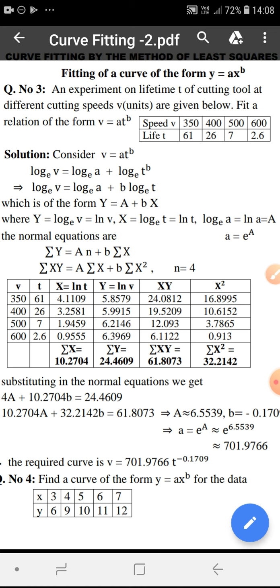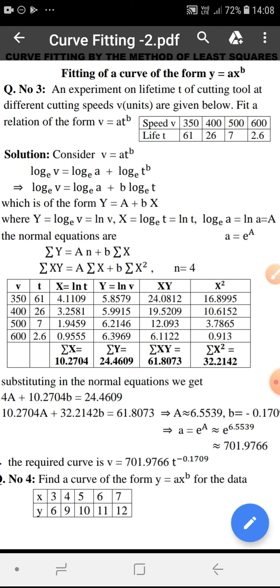So the same procedure is applied to fit an equation of the form v equal to a into t power b to the given data. So consider that v equal to a into t power b. Then to find a and b, we reduce this equation to the equation of a straight line in the form capital letter Y equal to A plus b into capital letter X.